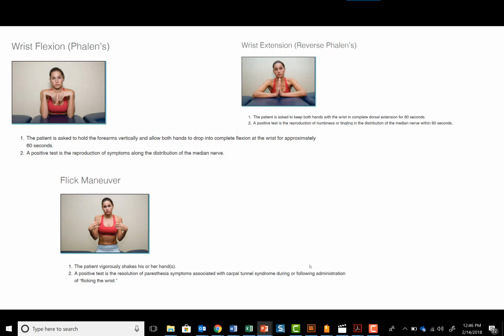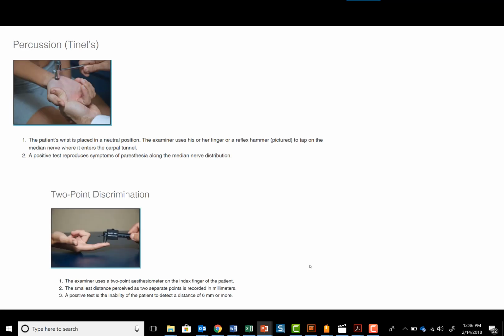So both of those, either maximal flexion or maximal extension, and it is held. If any of those are positive, that would be positive for carpal tunnel. The flick maneuver: if they come in and they have to flick their hands back and forth, and that relieves their symptoms, that would be a positive test. We also have the percussion test or Tinel's sign, where we tap on the median nerve. If that reproduces any signs or symptoms, paresthesia, that would be positive.